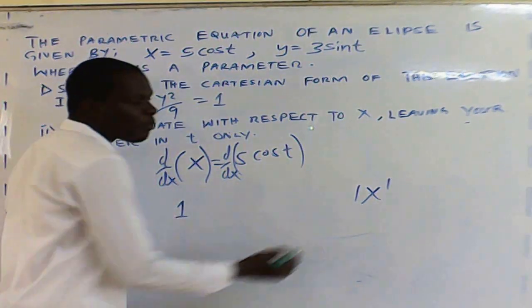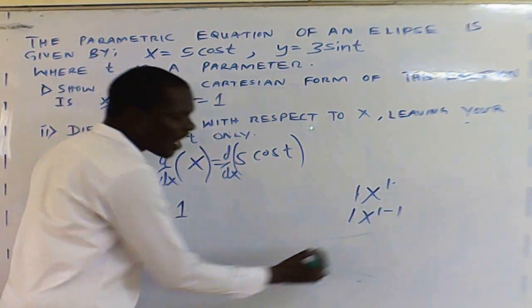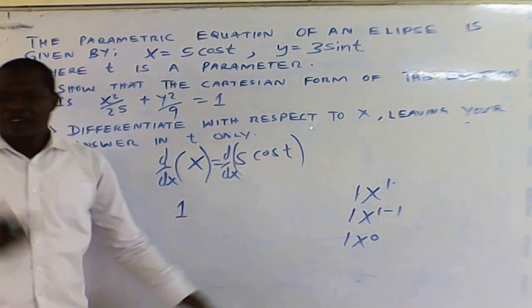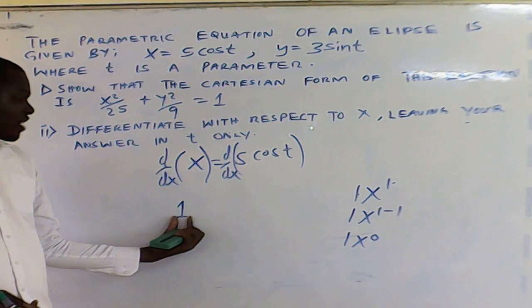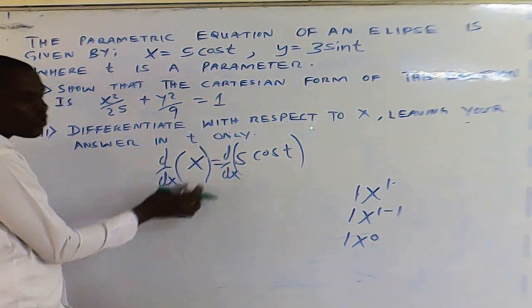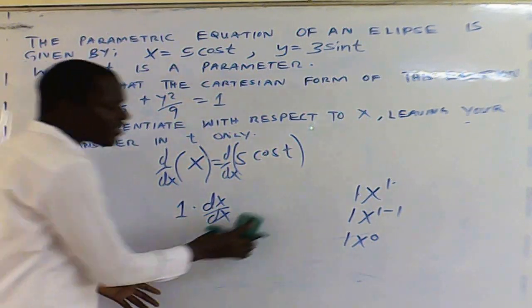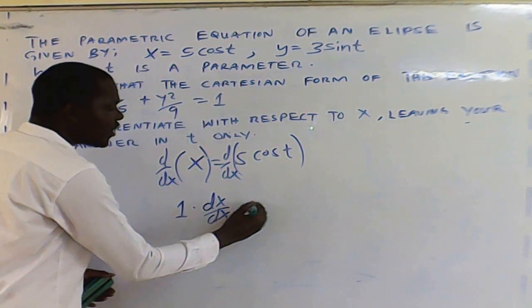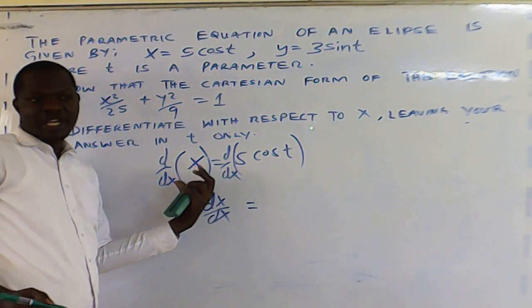Now you differentiate our polynomial. See, 1 times 1 is 1, then you reduce the power by 1. Now you get x raised to power 0. Anything raised to power 0 is 1. So you get 1. Then which derivative do you remain with? You differentiated x with respect to x, meaning you remain with dx over dx, equals, then here 5 is a constant. You factorize the constant outside, isn't it?